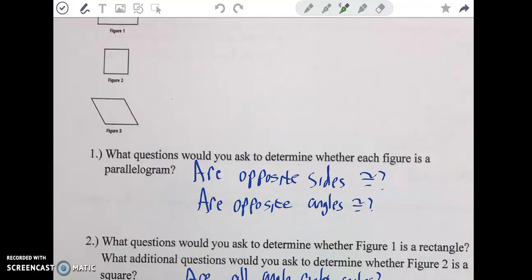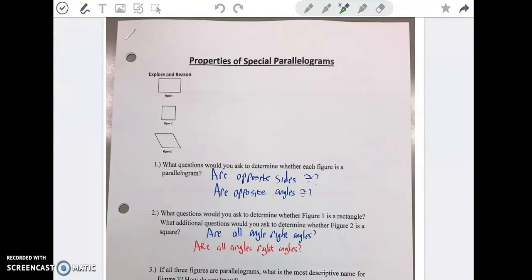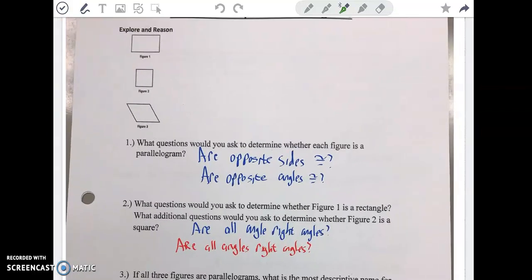Well, one of them could be, are opposite sides congruent? Are the opposite angles congruent? Okay, those are some of the properties that we talked about. On the second one, it says, what questions would you determine if figure 1 is a rectangle? What additional questions would you have to determine if figure 2 was a square?